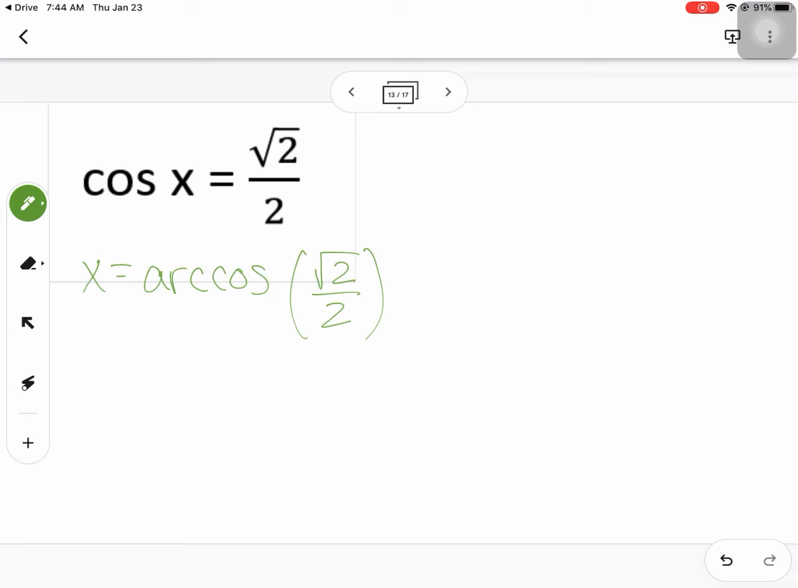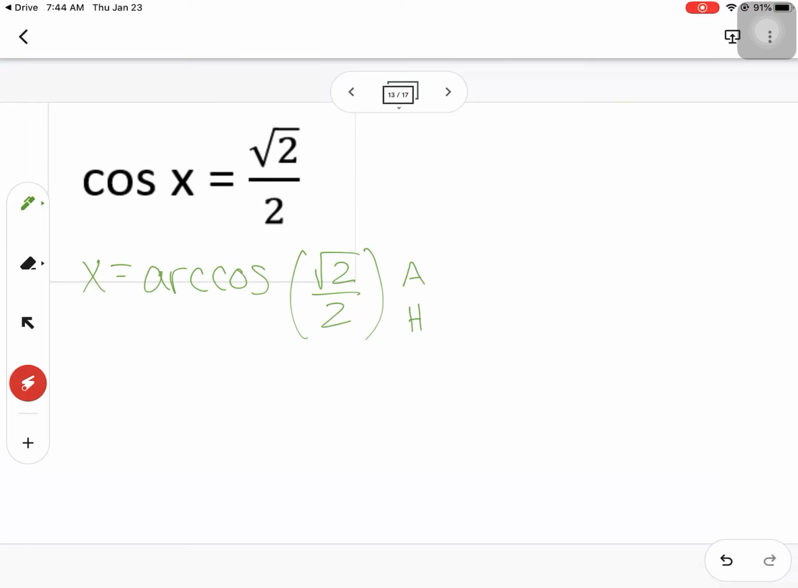But what's kind of tricky is that means I need to have a leg of root 2 and a hypotenuse of 2, which we do not have a triangle for. But what I want you to think about is when you finished this problem, if you were finding this angle, you would have rationalized it.